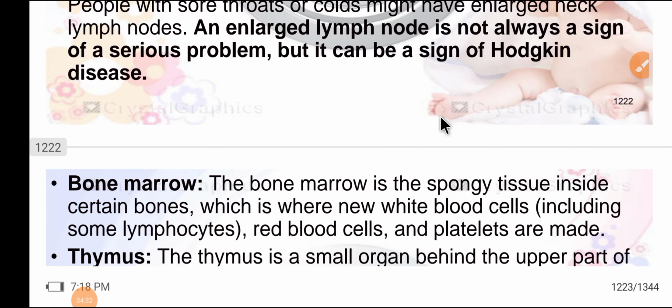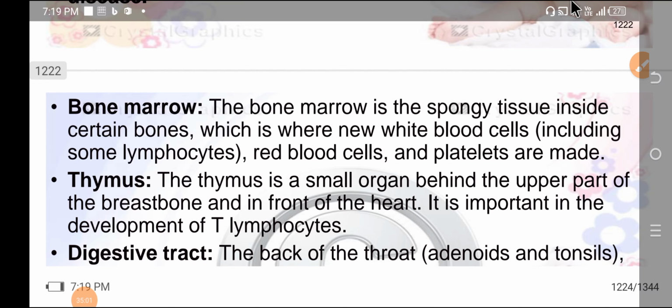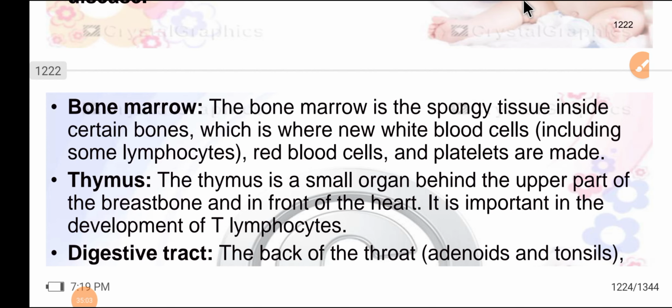Bone marrow. The bone marrow is the spongy tissue inside certain bones, which is where new white blood cells, including some lymphocytes, red blood cells, and platelets, are made. Thymus. The thymus is a small organ behind the upper part of the breastbone and in front of the heart. It is important in the development of T lymphocytes.